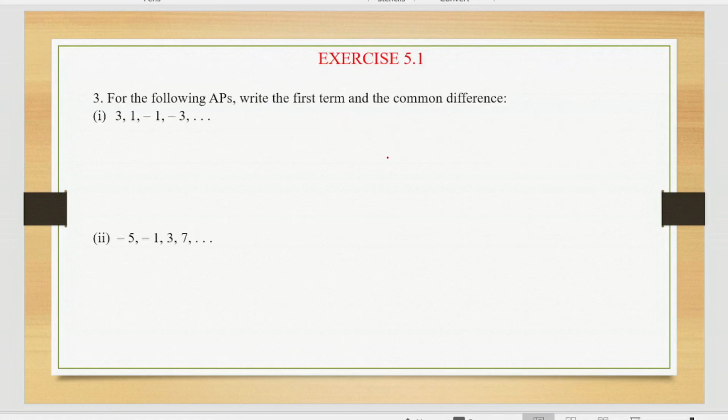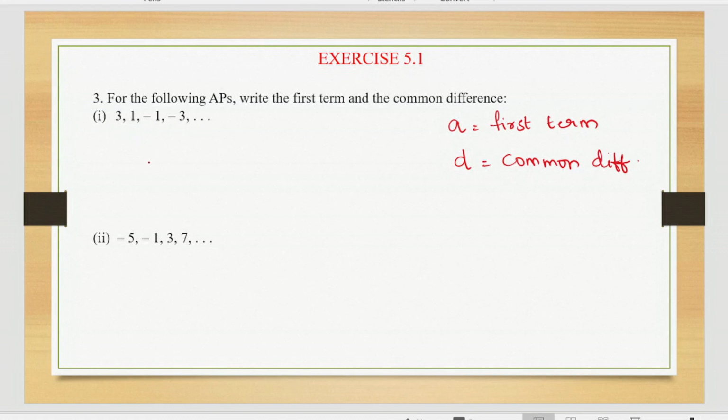Let us solve the third question. For the following APs, write the first term and the common difference. The first term is denoted with A, so A is equal to the first term, and the common difference is equal to D. Okay.